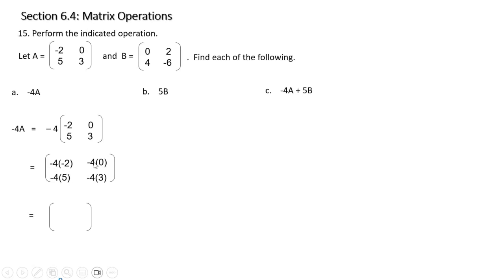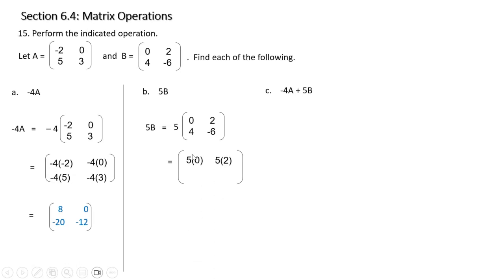It's going to give us 8, 0, negative 20, negative 12. Now let's do B, which is 5 times matrix B. So I'm going to multiply the 5 times every element in matrix B, which would be 5 times 0, 5 times 2, 5 times 4, and 5 times negative 6. Here's my result. 5 times 0 will be 0. 5 times 2 is 10. 5 times 4 is 20. And 5 times negative 6 is negative 30. So that's my solution for that one.